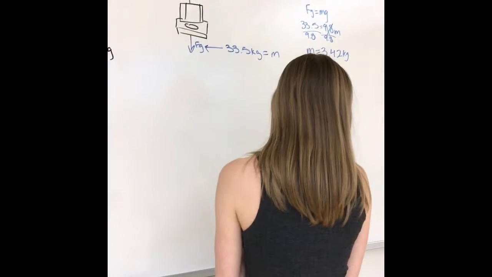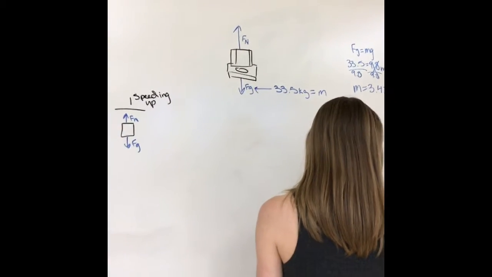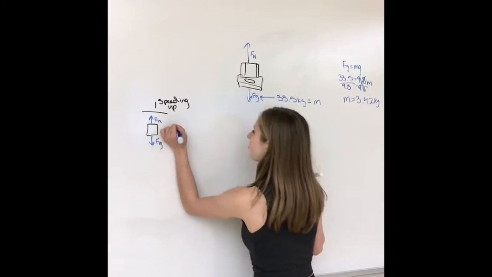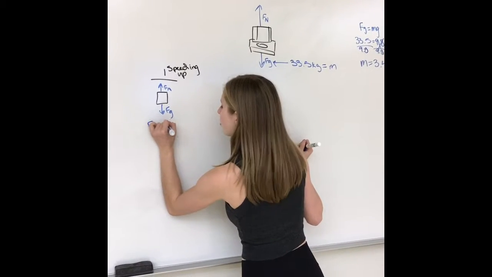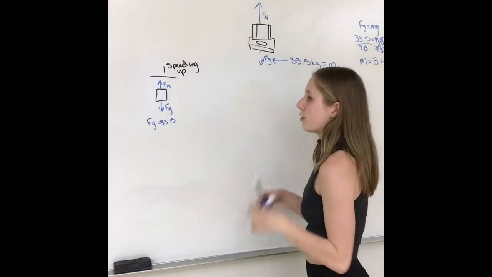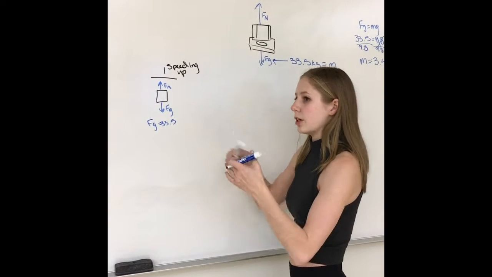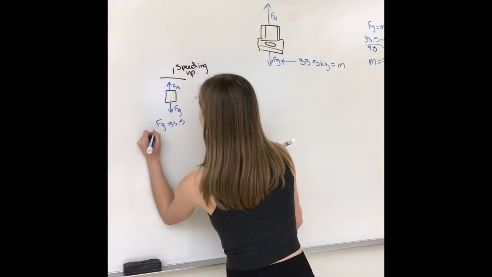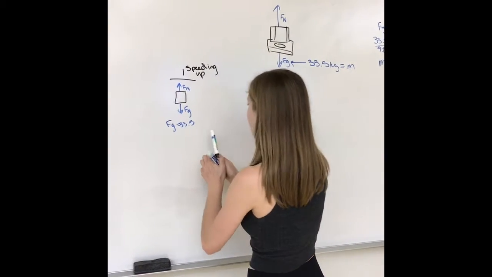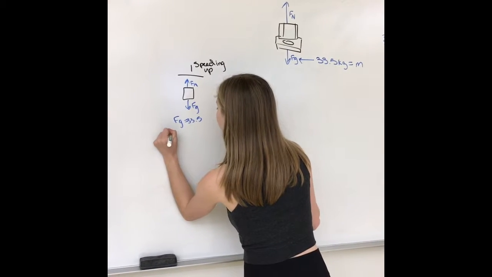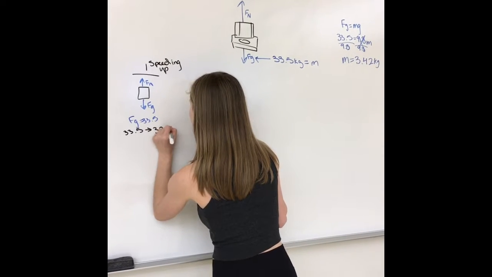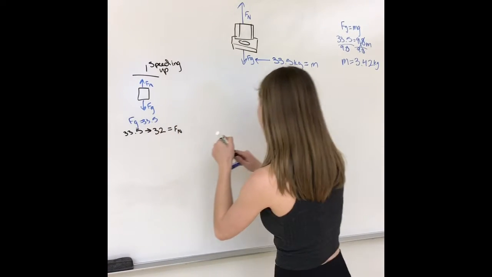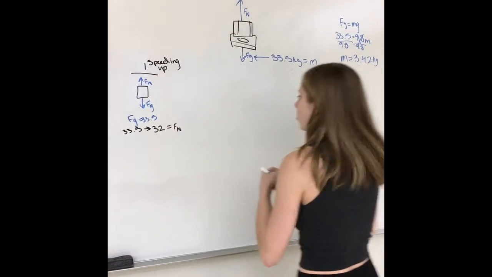So we know that the force of gravity is 33.5, and then the force of normal is basically what it jumps to. So in this case, it jumped from 33.5 down to 32. So that's our force of normal number one, or force of normal 1.